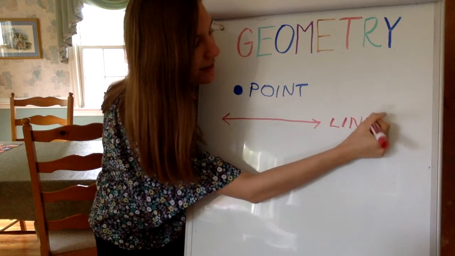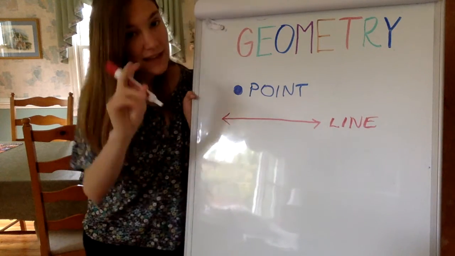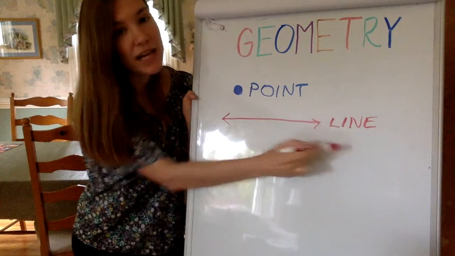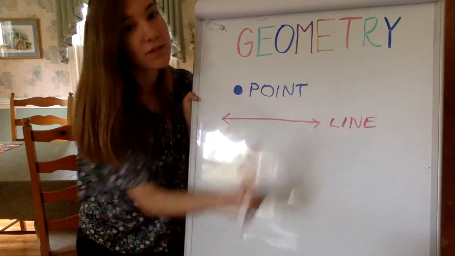So if the line doesn't keep going, it's not a true line. It is not your geometry line.